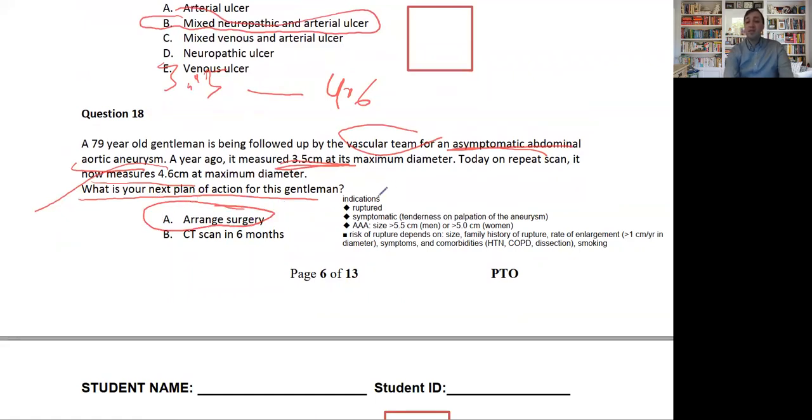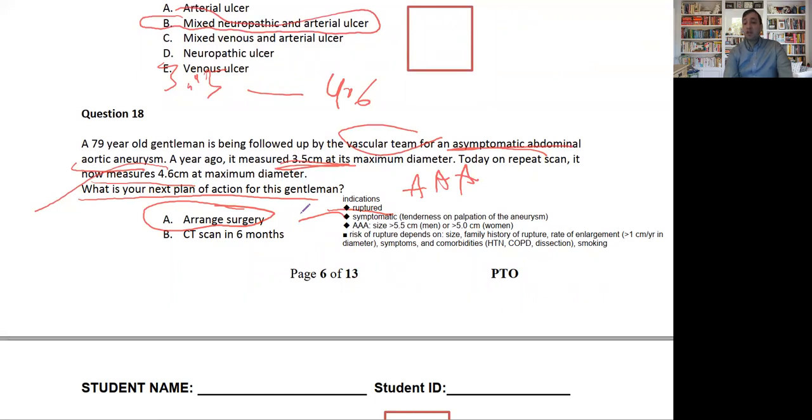Arrange for surgery. Indications for surgical intervention in abdominal aortic aneurysm: it might be an emergency indication if it's ruptured. It might be a semi-urgent indication if it is symptomatic. It's called semi-urgent.